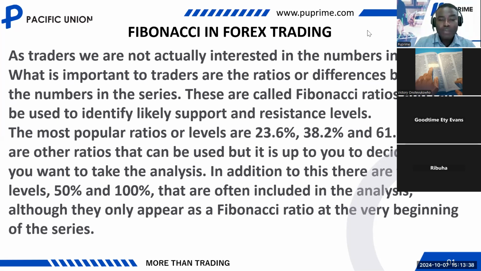Now there are other ratios that can be used, but it's up to you to decide how far you want to take the analysis. In addition to this, there are two other levels, Fibonacci 50% and 100%, that are often included in the analysis, although they only appear as a Fibonacci ratio at the very beginning of the series. Usually when we trade, I personally pay a lot of attention to Fibonacci 61.8 and Fibonacci 50. Those are very, very key levels where price could either retrace or reverse on the chart.